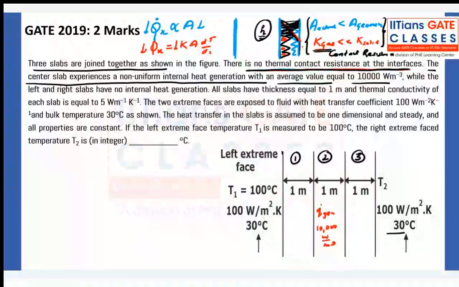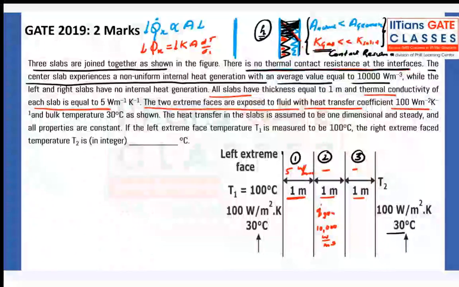All slabs have the same thickness, so L1, L2, and L3 are the same. And the conductivity of each slab is also the same. How much? 5 watt per meter Kelvin. Same conductivity everywhere. Now the two extreme faces are exposed to fluid with heat transfer coefficient 100 watt per meter square Kelvin and bulk temperature 30 degrees Celsius.